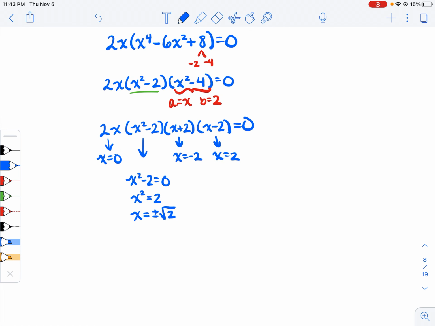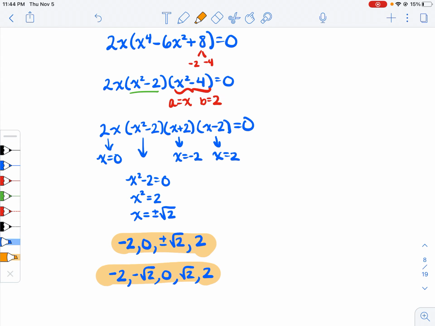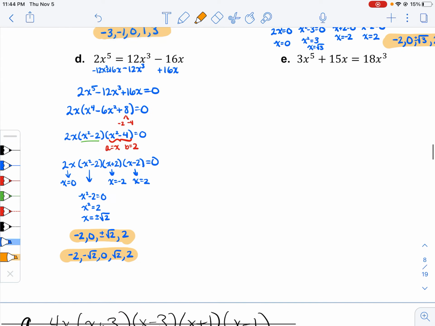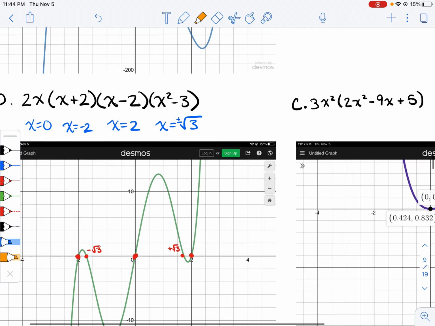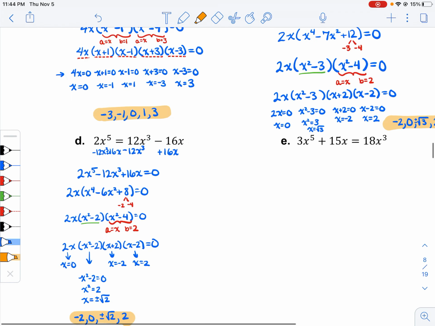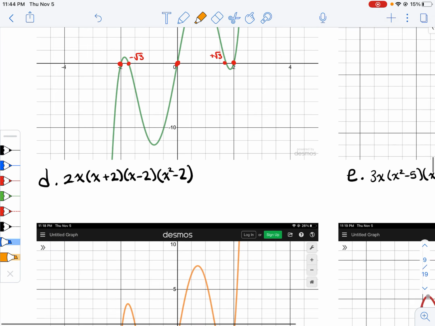So when you put this in order, your answer would be negative 2, comma, 0, comma, plus or minus the square root of 2, comma, 2. You could also write this as negative 2, comma, negative square root of 2, comma, 0, comma, square root of 2, comma, 2. Either way would work. I'll put in both ways for Go Formative. So if we look at part D, did I skip C? Oh my gosh, I did. We'll go back to C in a second.